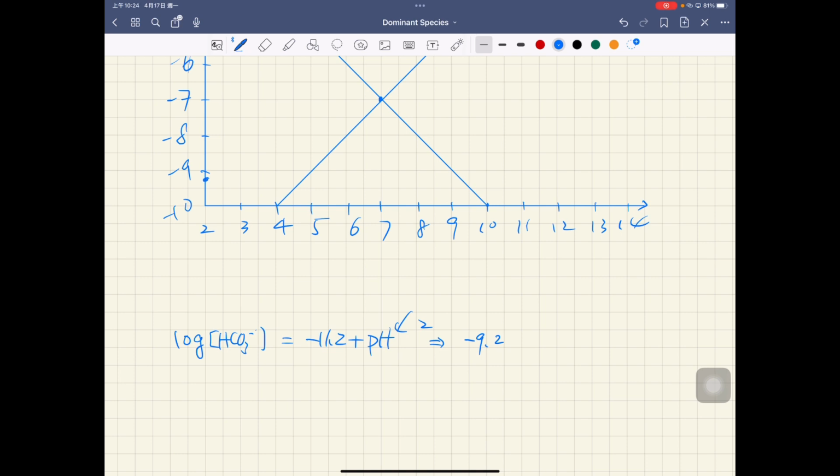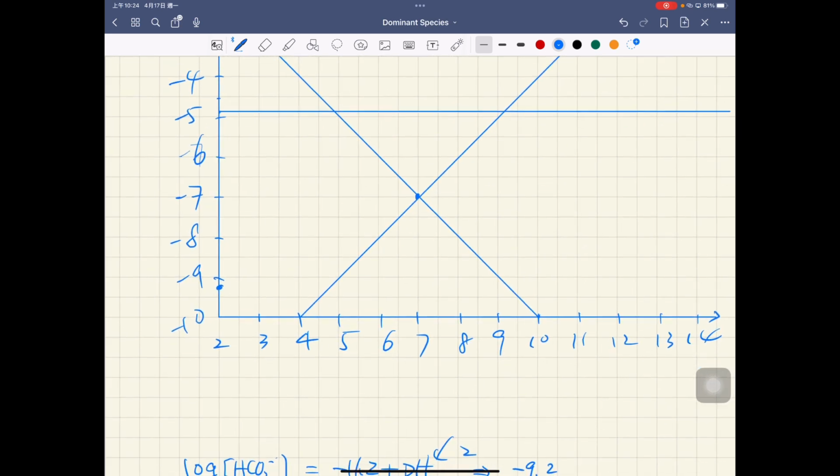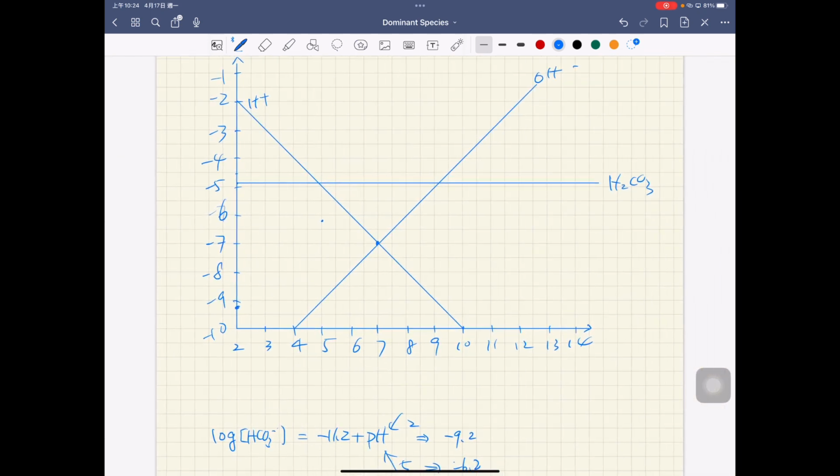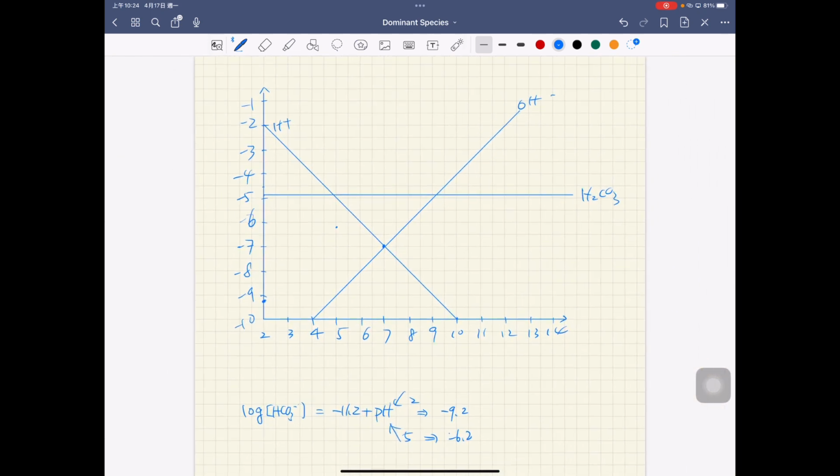And then I can add another point like pH 5. If I add pH 5, that will be minus 6.2, right? So pH 5 here. This is pH 5 and minus 6.2 will be here. So that point may be here. Okay. So I'm going to put that point in there. 6.25, 6.2. Okay. And I can draw that curve here like this.